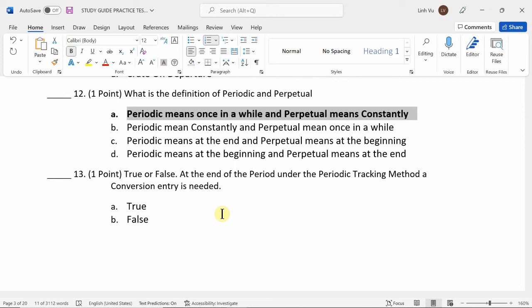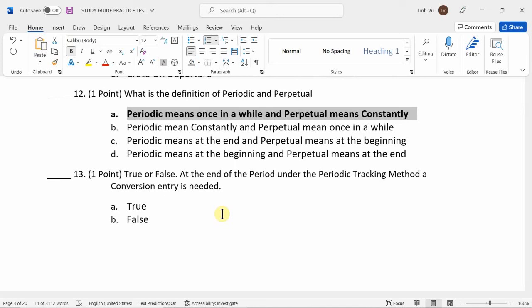True, because that's when you get your inventory count at the end of the period, right? So is that true or is that false? It's true, right?